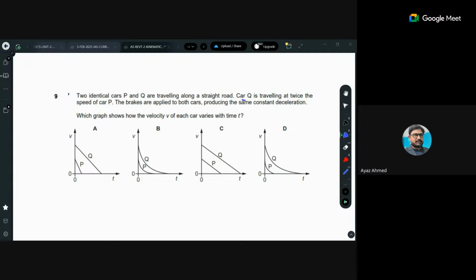Because car Q travels at twice the speed, the Q graph should start a bit above, that is, double as compared to that of P. Okay, so here the biggest misconception is option C. The student thinks option C is the right option. How many of you did that?